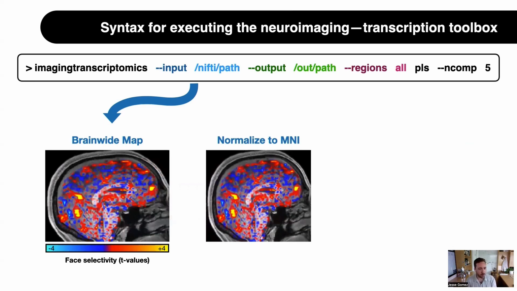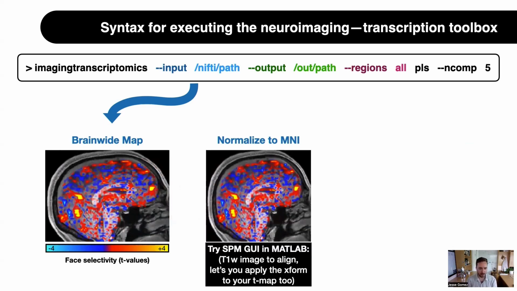This can easily be done with the SPM GUI in MATLAB. If you have SPM in your MATLAB path, you just type SPM fMRI and it'll open that GUI. There you can select Normalize and choose your subject's T1-weighted brain image, and it will use that T1 image to align to MNI space. The nice thing about SPM is that it lets you apply that transformation to any number of additional images.